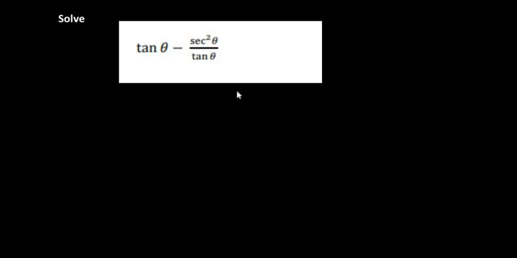The previous ones were the prove questions where you had to prove that LHS is equal to RHS. Now this is a question where you have to solve the given question. So let us see how we can solve this. It's given as (tan theta minus sec square theta) over tan theta.